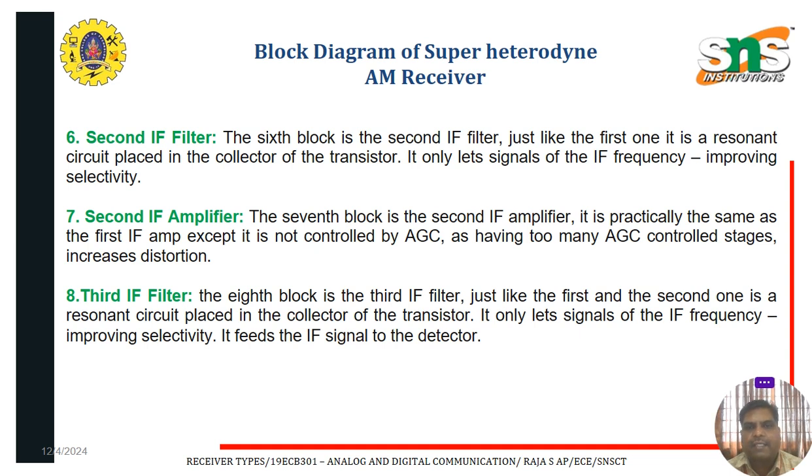The eighth block is the third IF filter. Just like the first and the second one, it is a resonant circuit placed in the collector of the transistor. It only lets signals of the IF frequency through, improving the selectivity, and it feeds the IF signal to the detector.